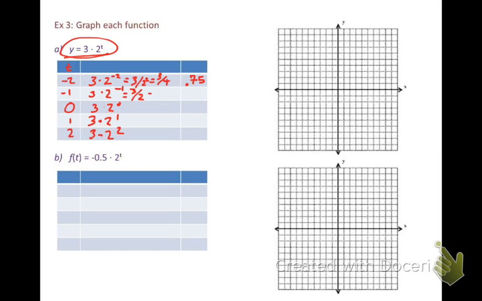Dylan is crazy, everybody. What would 3 halves be? 1.5. 1 and 1/2. So that would be 1.5.